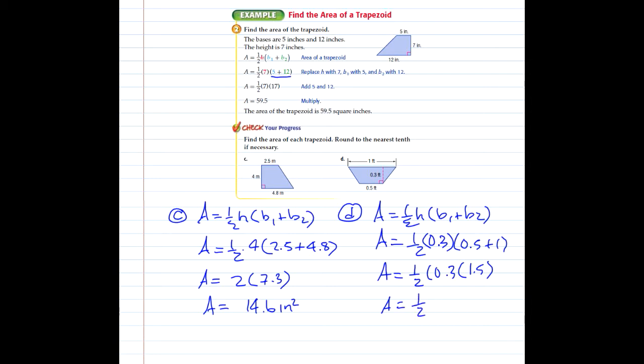So I have 1/2 times 0.45. So that equals 0.225. Now remember, it said above to round to the nearest tenth if necessary. So this becomes 0.2, and in this case it's feet squared.